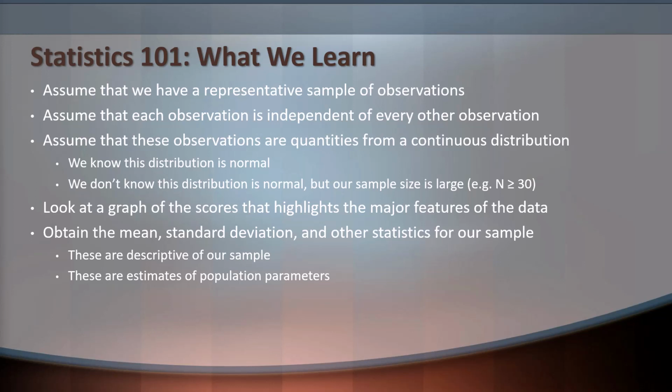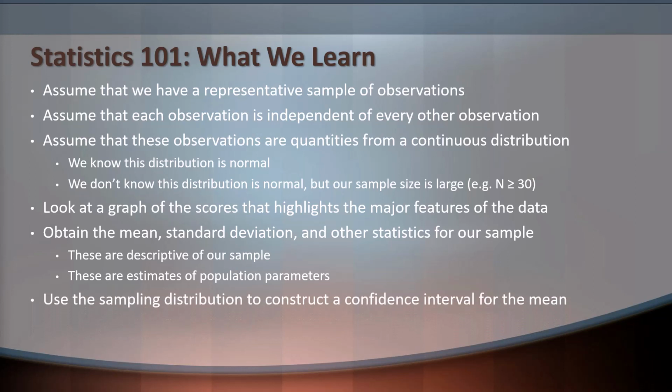Now, these statistics serve 2 purposes. First, they're descriptions for our sample, but also they're estimates of the population parameters that we will never be able to observe. We then can use the sampling distribution. Remember that a sampling distribution is a distribution of a statistic that we can theoretically obtain as if we had collected multiple samples from our population and then computed the statistic for each one, the result being the sampling distribution.